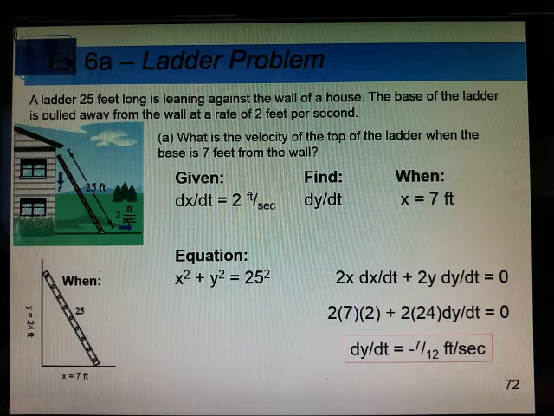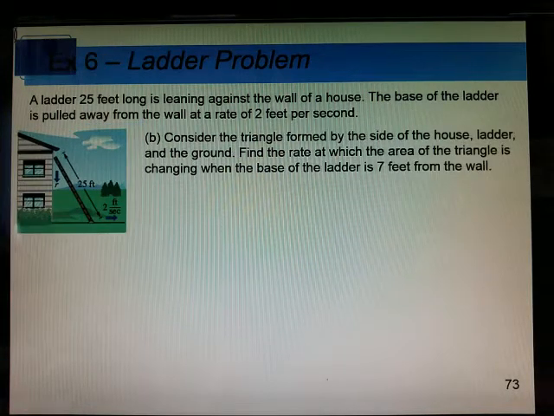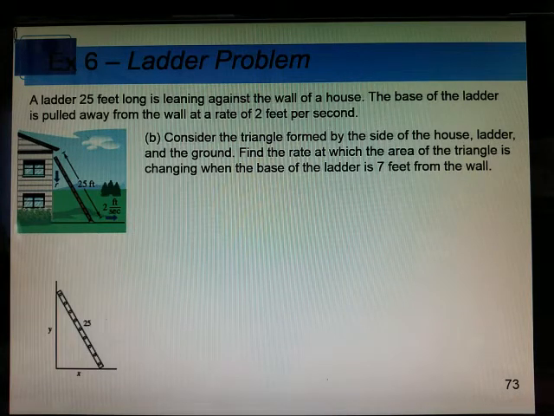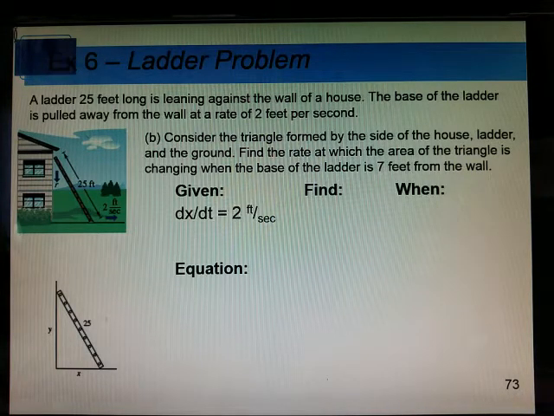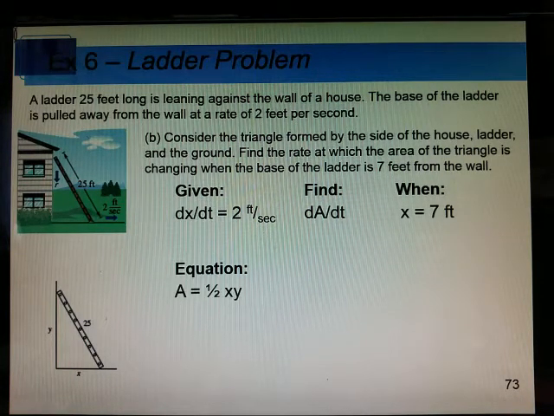Now that was part A of this question. All right, part B of the question. Consider the same scenario, the triangle formed this time. Find the rate at which the area is changing. So same exact story, except this time it's area. So again, I'm still given the dx/dt. I need to find dA/dt though. When x is 7, the equation of the area is A equals 1/2 x times y.